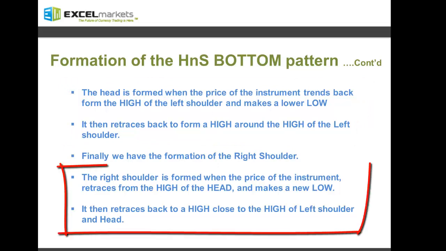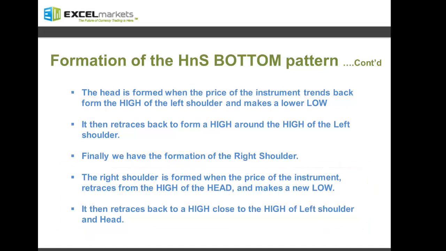The right shoulder is formed when the price of the instrument retraces from the high of the head and makes a new low. This low should be higher than the low of the head, but could be at the same level as the low of the left shoulder. After this new low, the price again retraces back to form a new high close to the high of the left shoulder and the head. This completes the formation of the head and shoulder bottom pattern. Let's have a look on the trading platform to understand this better.